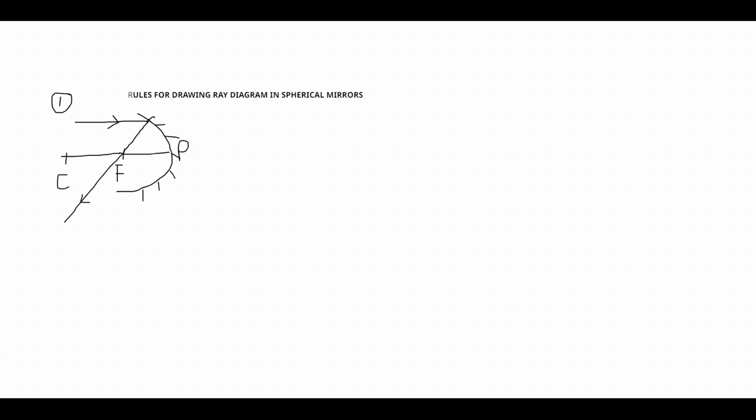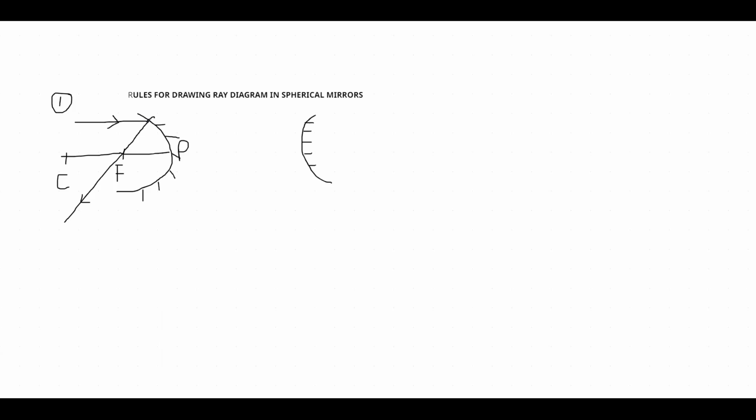This rule is applicable for all the ray diagrams. The first ray which we draw is always parallel to the principal axis, and it strikes the mirror and passes through the focus. Similarly, this is a convex mirror. In the convex mirror, the inward surface of the mirror is polished. These lines are indicating that the inner surface of the mirror is polished.